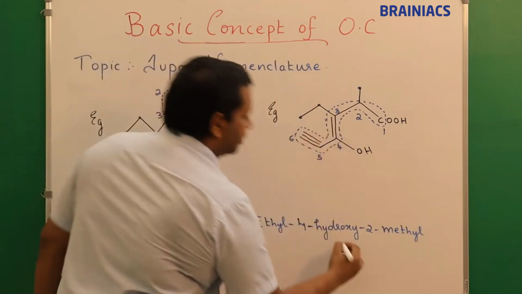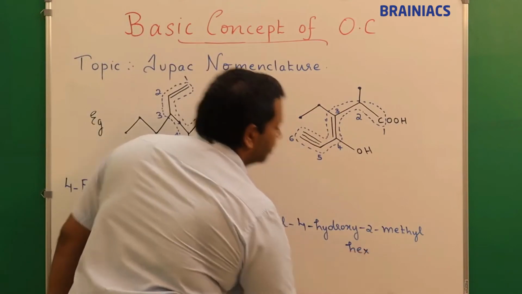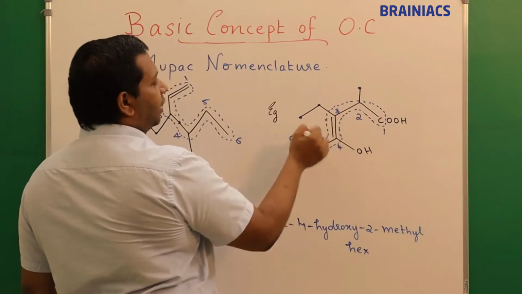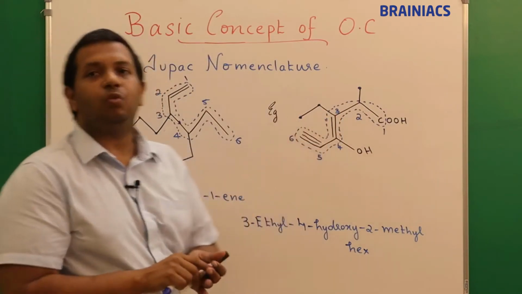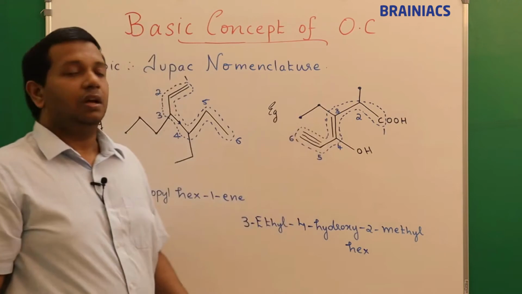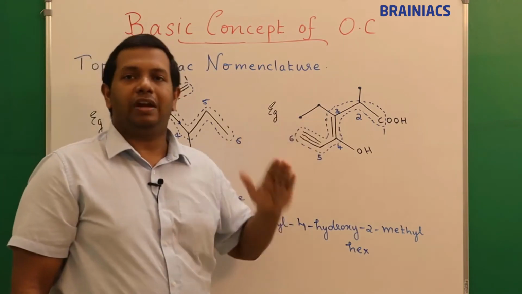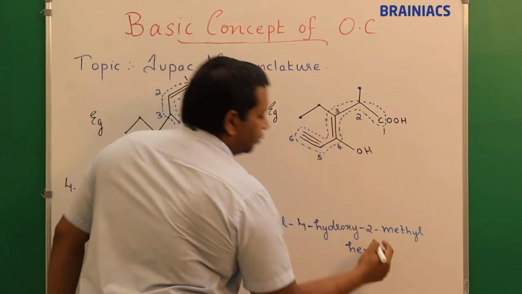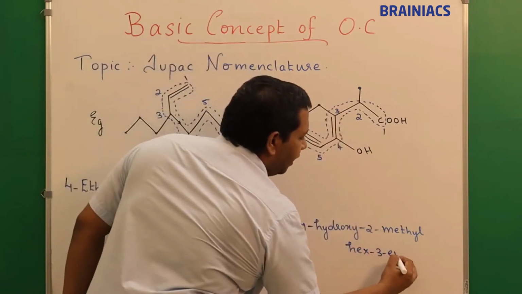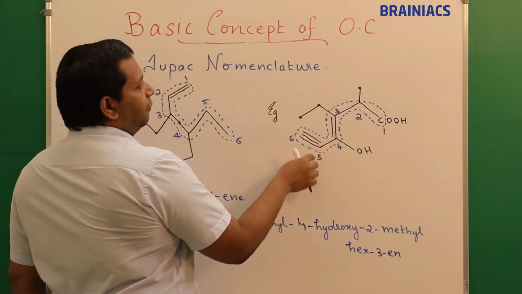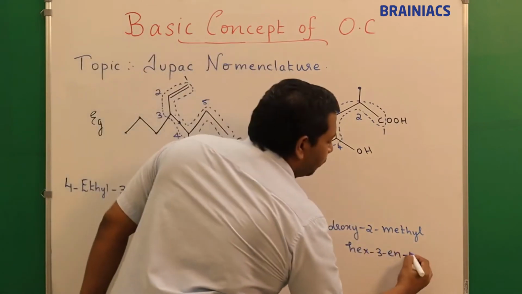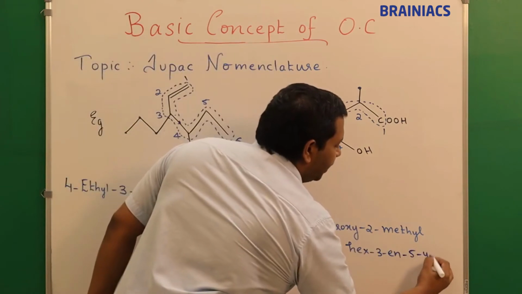Word root hex. Now all in the parent carbon chain, they are linked through a double bond and a triple bond. I know that when ene and yne are there in the parent carbon chain, ene comes alphabetically first. So ene is present at the 3rd carbon, 3 and 4, so hex-3-ene, correct? And at 5 and 6, yne is there. So for the 5th position I will choose 5-yn.